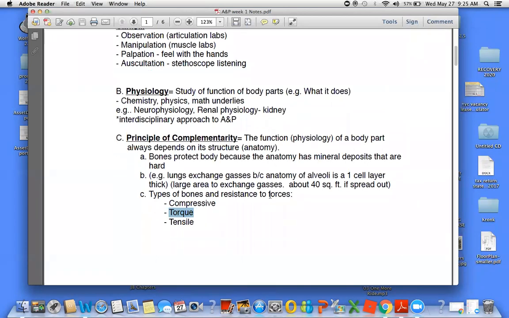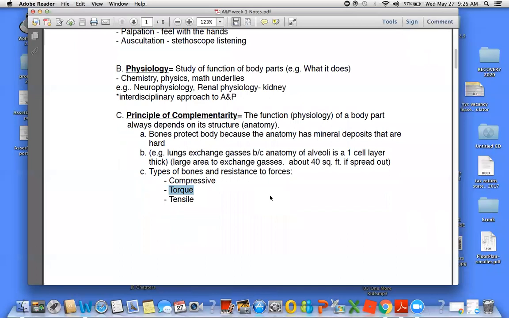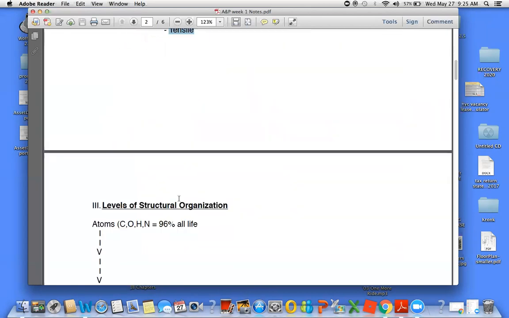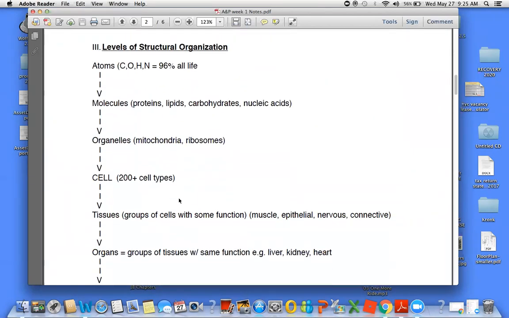Your bones are half as strong as steel in resisting compressive forces and as strong as steel girders in resisting tensile forces. For example, no matter how chubby a person is, they're not going to buckle. Their femur is not going to buckle, all right? Compressive force, very strong resistance. So your bones are well adapted for this.